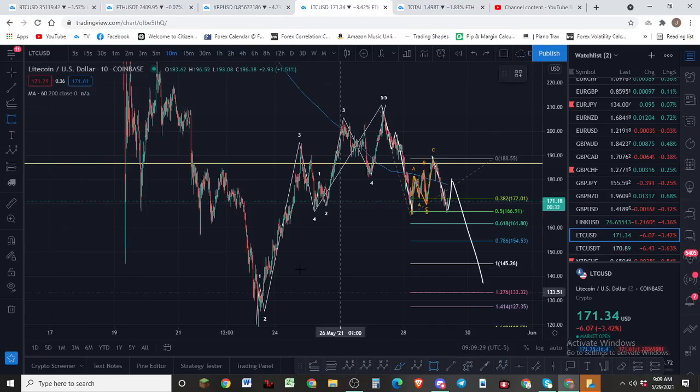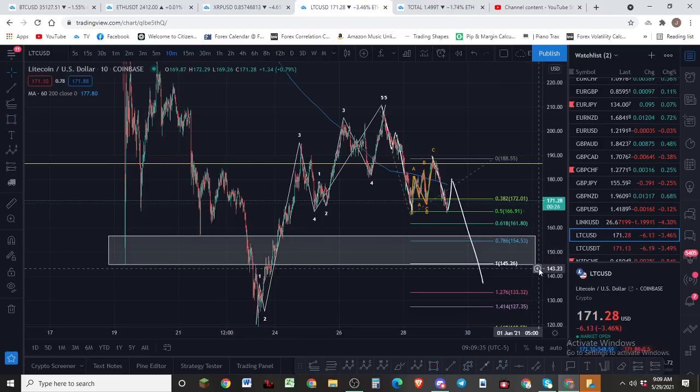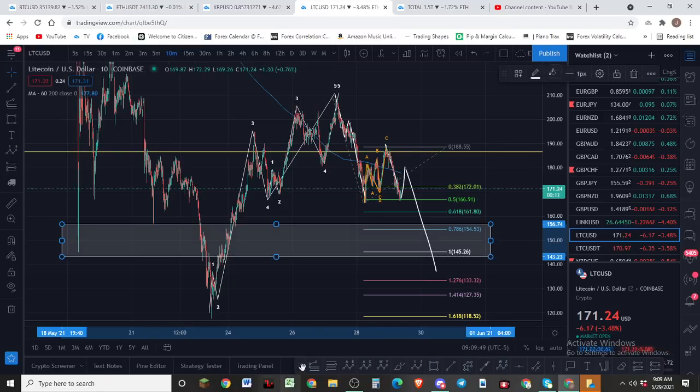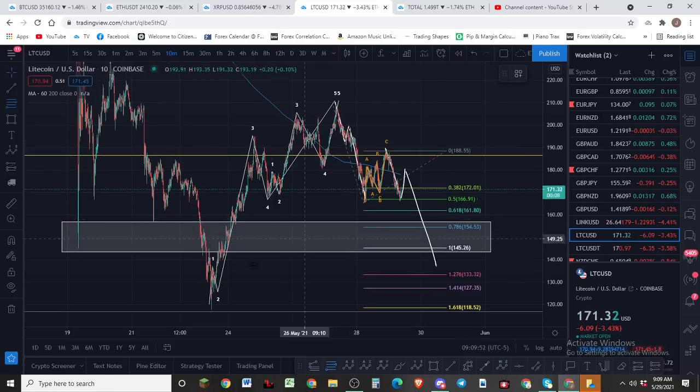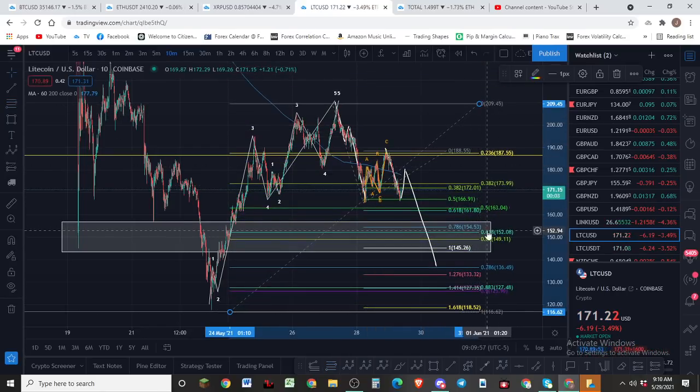And our main structure is right here. Yeah, the 1-to-1 is off of this one right here. 786 is off of this one. So be looking for the 1-to-1 maybe. Let's see what retrace fibs look like. Golden zone right in that area. All right, so that's kind of what I'm thinking for Litecoin.